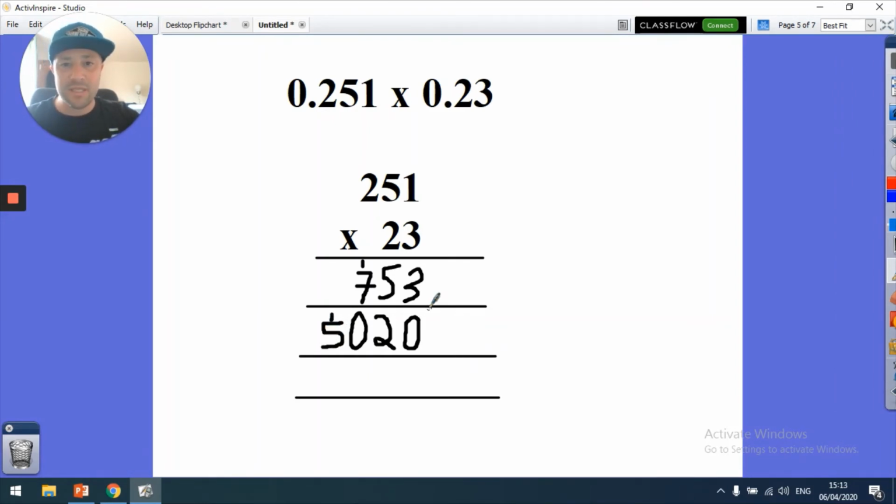And then what I normally do is add them up. So 3 plus 0 is 3. 5 plus 2 is 7. Then I've got 7 plus 0, which is 7. Then I've got 5 plus nothing, which is 5.